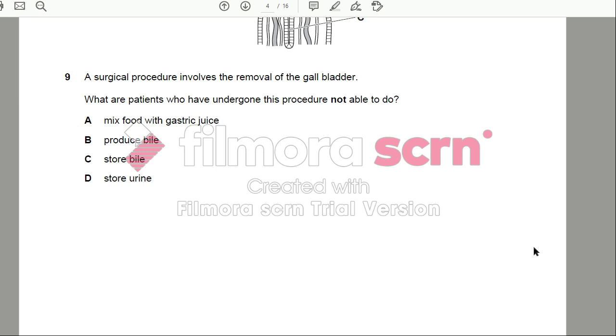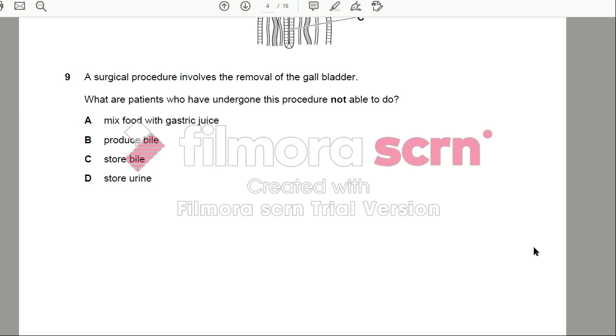What are patients who have undergone this procedure not able to do? Mix food with gastric juice, produce bile. Mix food with gastric juice, no relation in this option. Produce bile.